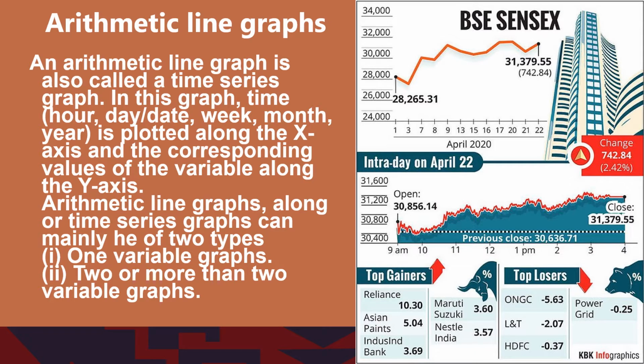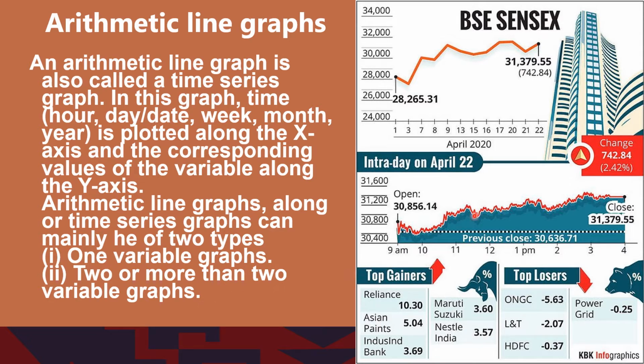What is an arithmetic line graph? An arithmetic line graph is also called a time series graph. In this graph, time, which could be hours, days, weeks, months or years, is plotted along the x-axis, and the corresponding values of the variable are plotted along the y-axis. Arithmetic line graphs or time series graphs can be mainly of two types. They can be one variable graphs or two or more than two variable graphs.